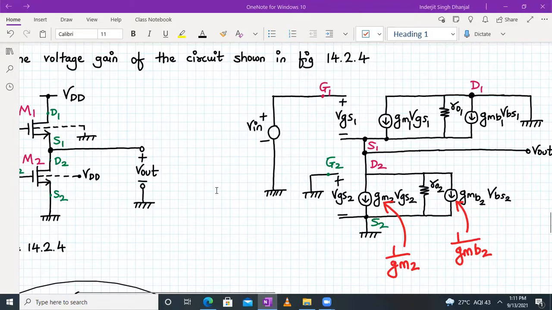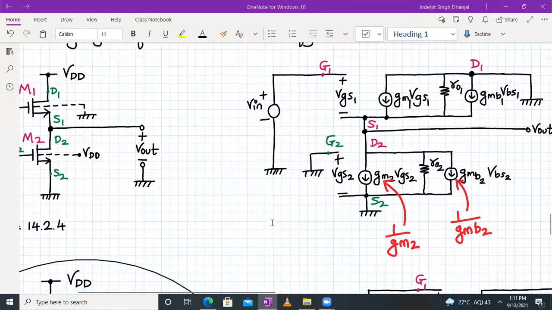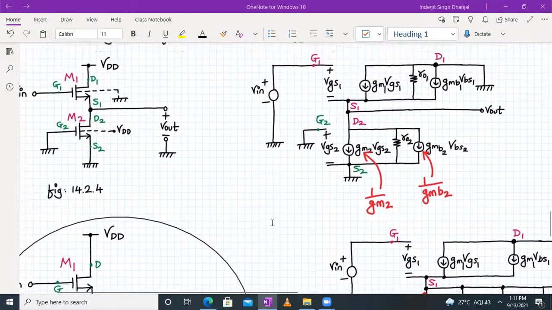Now, if you look carefully for this transistor, we can draw the impedance offered. We can write the impedance offered by the GM2 VGS2 current source, which will be 1 upon GM2. We have seen that earlier. Similarly, for the current source GMB2 into VBS2, the equivalent resistance will be 1 upon GMB2. Okay. So with this in mind, and RO1 also coming down, right?